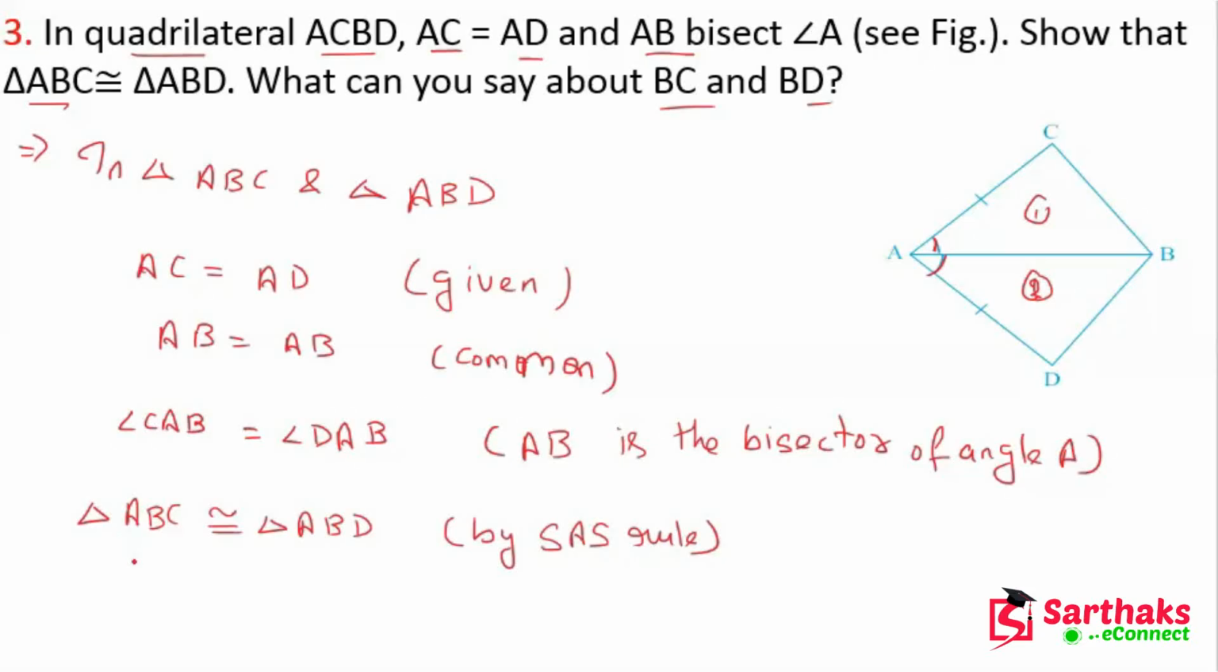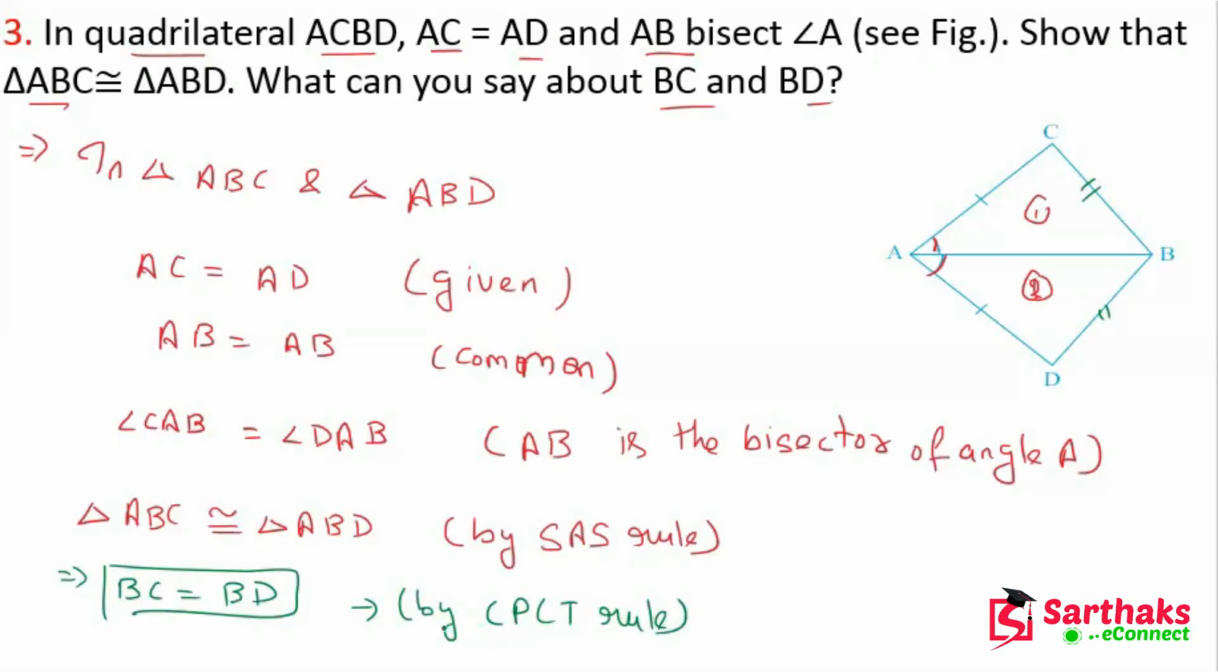So we can write here, my dear friends, that BC is equal to BD, by the CPCT rule. So I hope you understand these things, my dear friends.